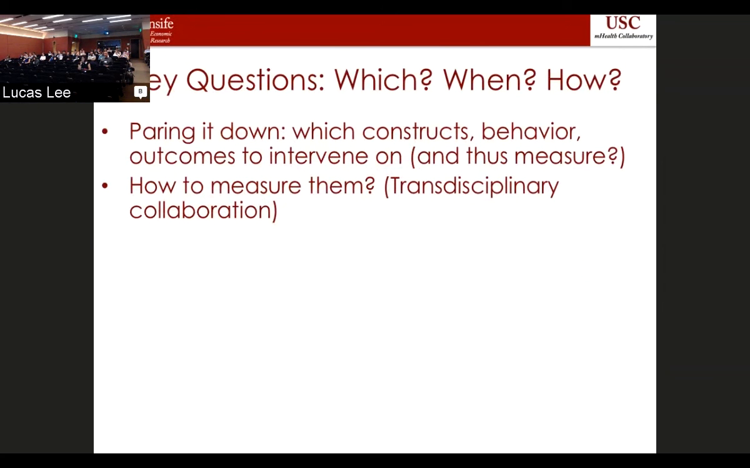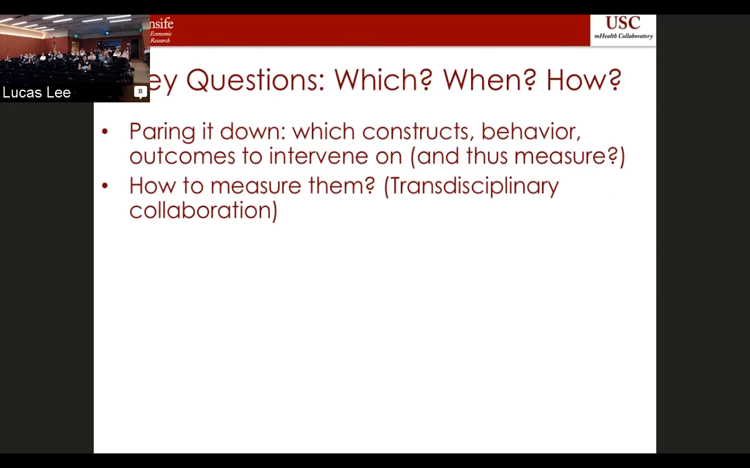So which, what, when, how? You've got to pare it down. Which constructs, which variables, what are you going to measure? Which behaviors, what outcomes do you want to intervene on? What's the proximal intervention? For instance, if I want to lower your sugar intake, the reason I want to do that is because I want to combat obesity. So that's my distal outcome. Lowering sugar intake is a little bit more proximal. And more proximal yet is changing your motivations, right? To do whatever it is that influences that sugar intake.